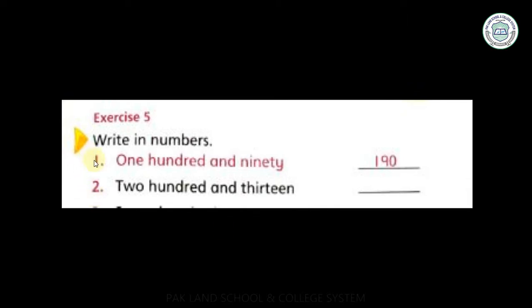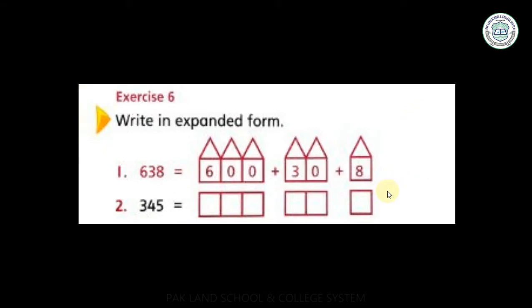The next topic is writing in number form. The number is written in word form, so we have to change it into number form. The first example is 190, so we write in numeric form 190. The next we have 213, so we write 2 and 13 here in this column.